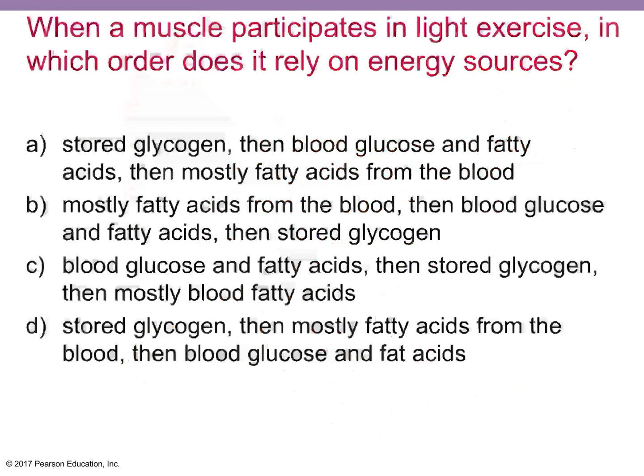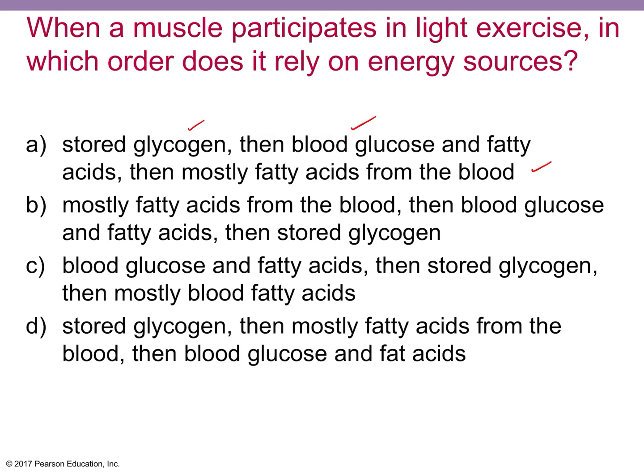I didn't mention this, but when you're relying on light exercise, you're relying on the glucose and fatty acids. So in what order are we going to do that? We're going to do stored glycogen, then blood glucose and fatty acids, and then mostly fatty acids from the blood. That's going to be it.